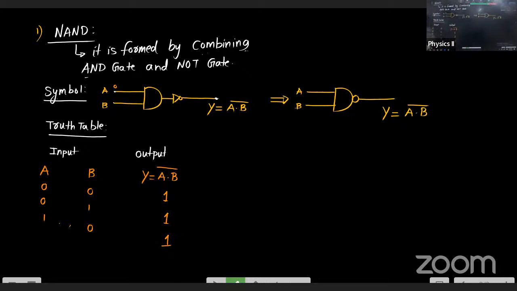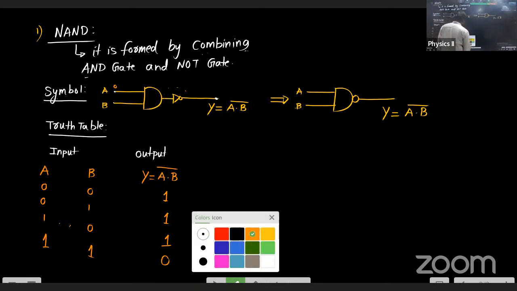Finally, what am I doing? I am giving input 1 to A, input 1 to B. So 1.1 will become 1. But what will this output do? It will invert. What will this NOT gate do? NOT gate will invert the things. 1.1 will become 1. If I invert the 1, what is the output we are getting? We are getting the output as 0.